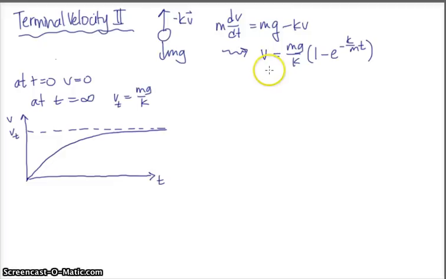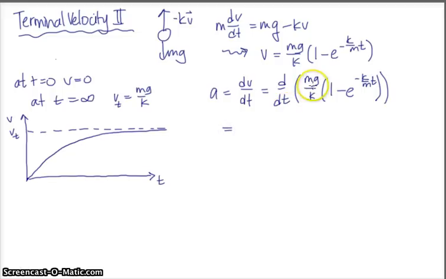Next, what I want to do is take the derivative of the velocity function to get the acceleration function. Acceleration is dv dt, the derivative of mg over k times 1 minus e to the negative k over m times t. First of all, this is a constant. None of these things changes with time, so that just comes out in the front, mg over k, times the derivative of 1, which is 0, minus the derivative of e to the negative k over m t.